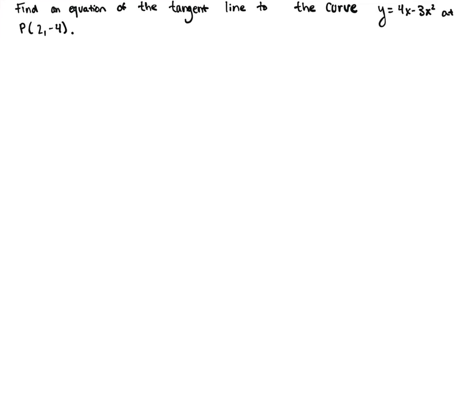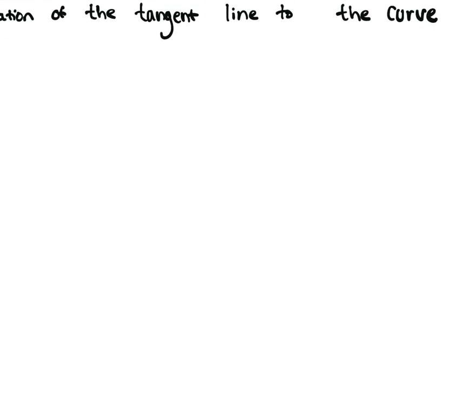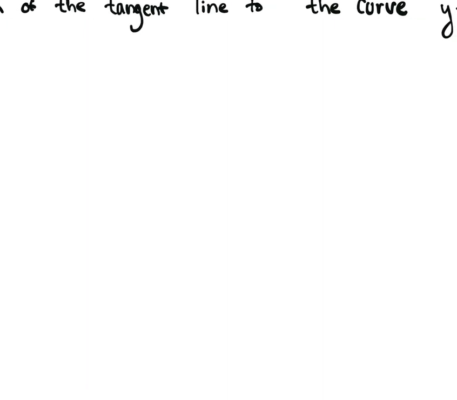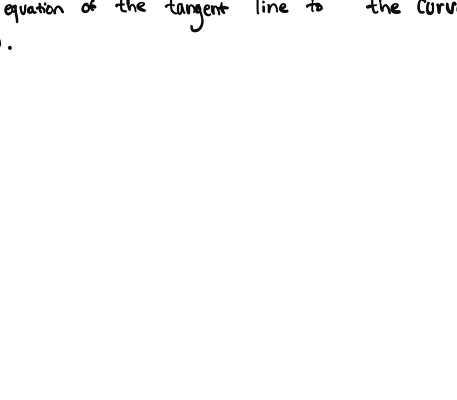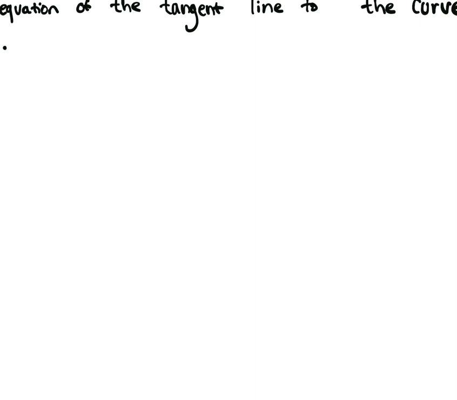Hey guys, so we're going to use this equation to find an equation of the tangent line to the curve y is equal to 4x minus 3x squared at the point (2, -4). So if we want to find the equation of the tangent line to the curve y is equal to 4x minus 3x squared, the first thing we want to do is find the slope of the tangent line.